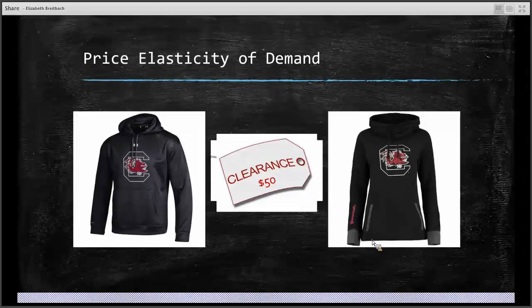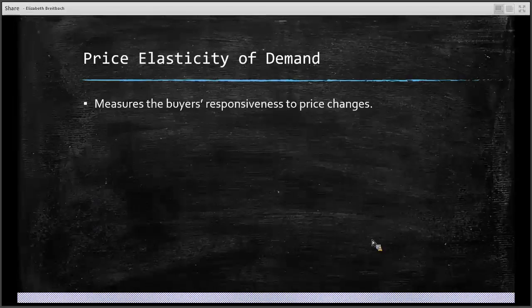So yeah, I might pick up an extra pack of gum because the price got slashed. But when I see a clearance at the bookstore with all of my favorite gear, I'm really going to go out and really change my behavior and start purchasing those up. I'm much more price sensitive to something like those Gamecock sweatshirts than I am to something like the grocery store checkout aisle candy. So when we're thinking about price elasticity, what we're talking about is how the buyers respond to price changes, and specifically the price changes that occur for that good.